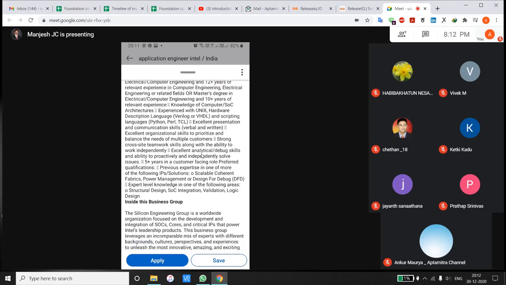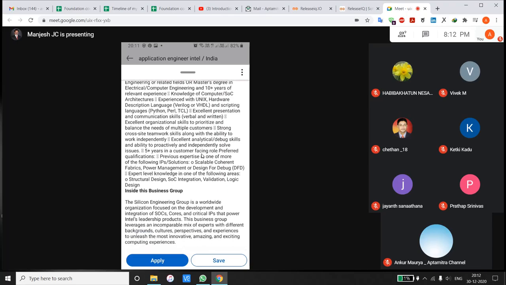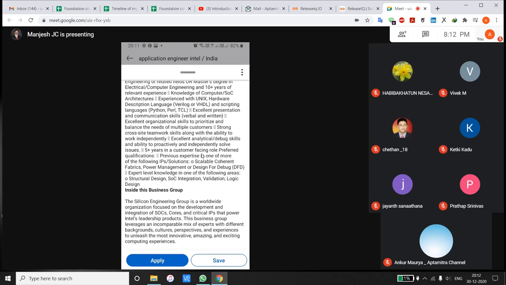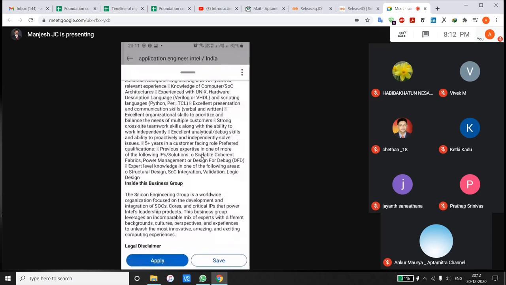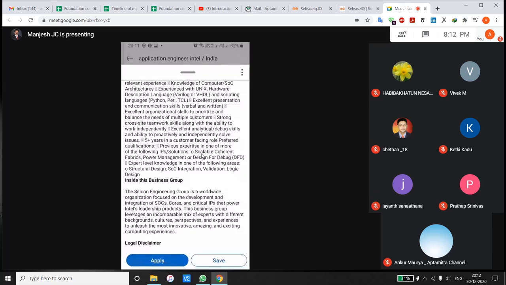foundation course. And if you see over here, he's saying strong cross-site teamwork skills along with the ability to work independently, excellent analytical debug skills and ability to proactively and independently solve issues. Very, very important. Sometimes you'll get a customer issue, you don't know whether it's a hardware, software, firmware, whatever issues. So you'll have to work with various ingredient teams, call them for a meeting and ask their opinion.